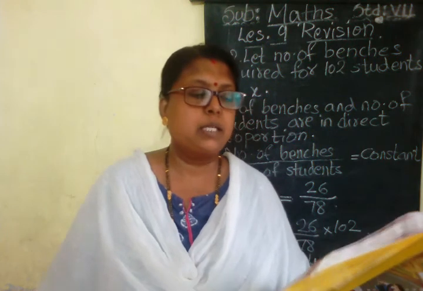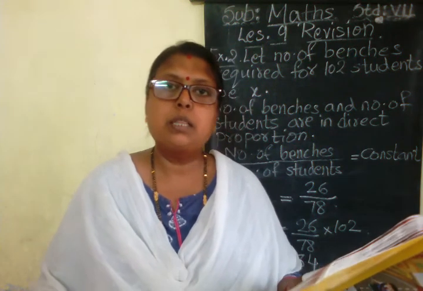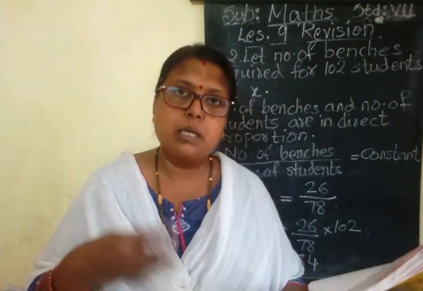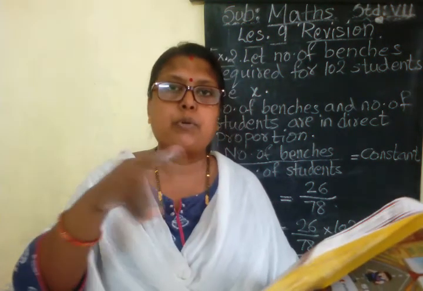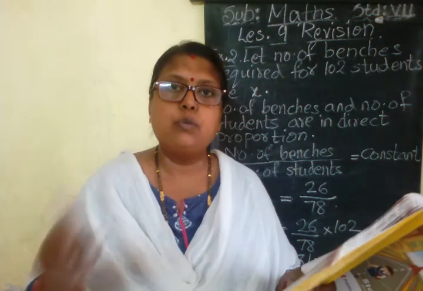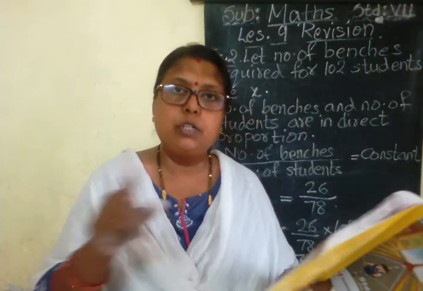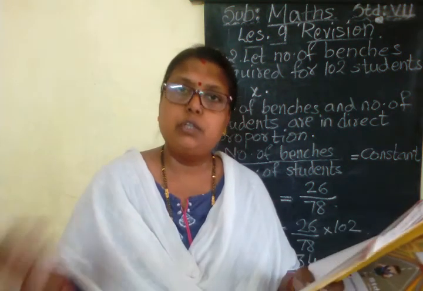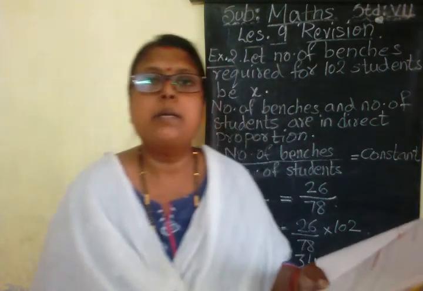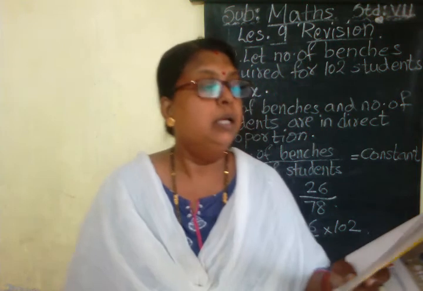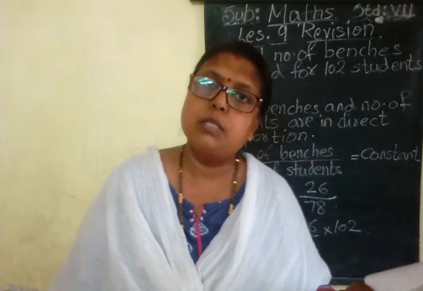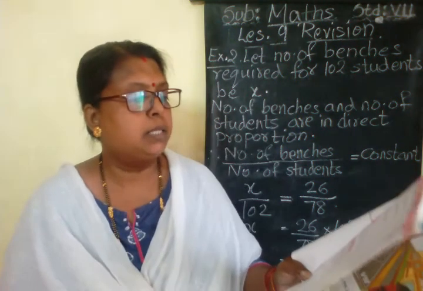Here you can see, children, as the number of workers increase, the number of days decrease. And if the number of workers decreases, the number of days increases. That means their product is constant. Now how is the product constant? 6 into 20 is equal to 120. 12 into 10 is equal to 120. 3 into 40 is equal to 120. And 5 multiplied by 24 is equal to 120. So that means the number of workers and days required to complete the job are in inverse proportion.